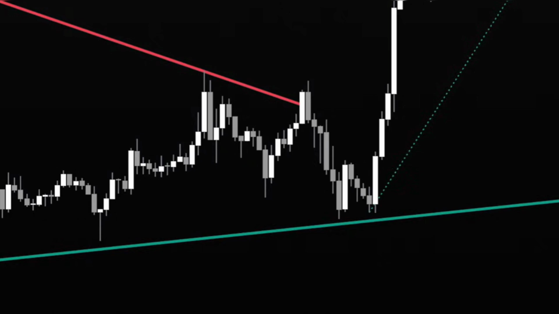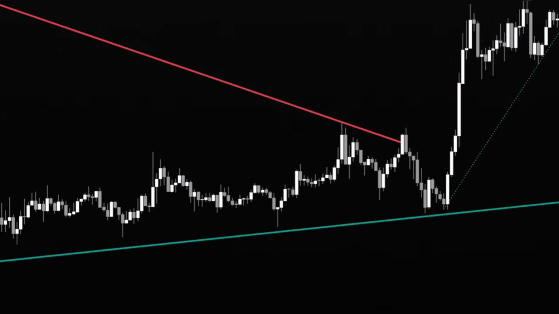But let's look at a different example that shows how this indicator can help you ride the trend a little longer with confirmation. In this case, we can see a bearish long-term trend line was broken, and right after that, a new bullish long-term trend line is plotted. That's our signal to start shifting our mindset. We're now looking for buying opportunities.